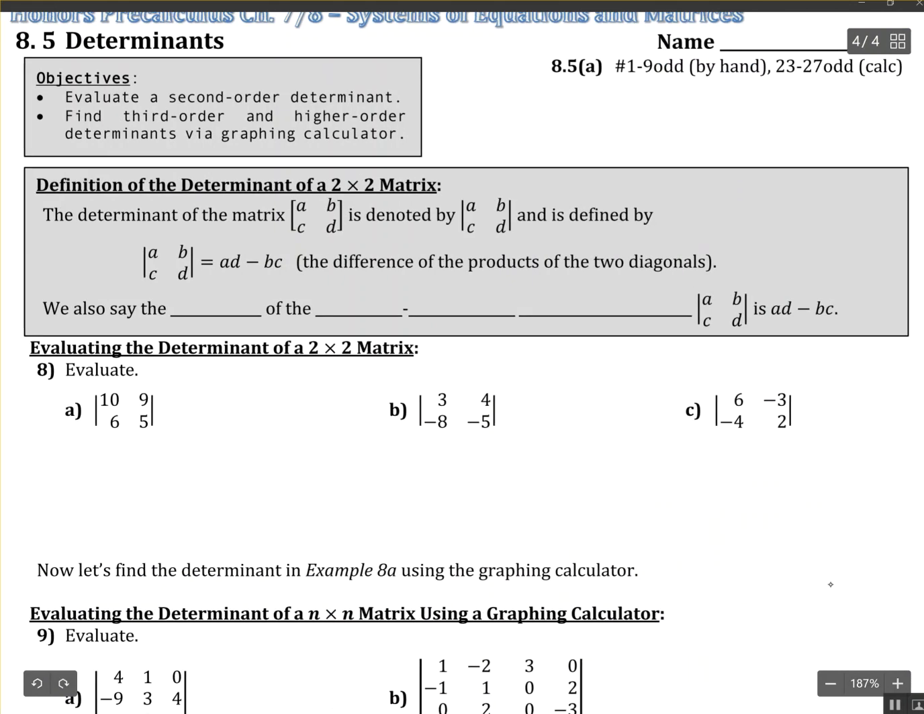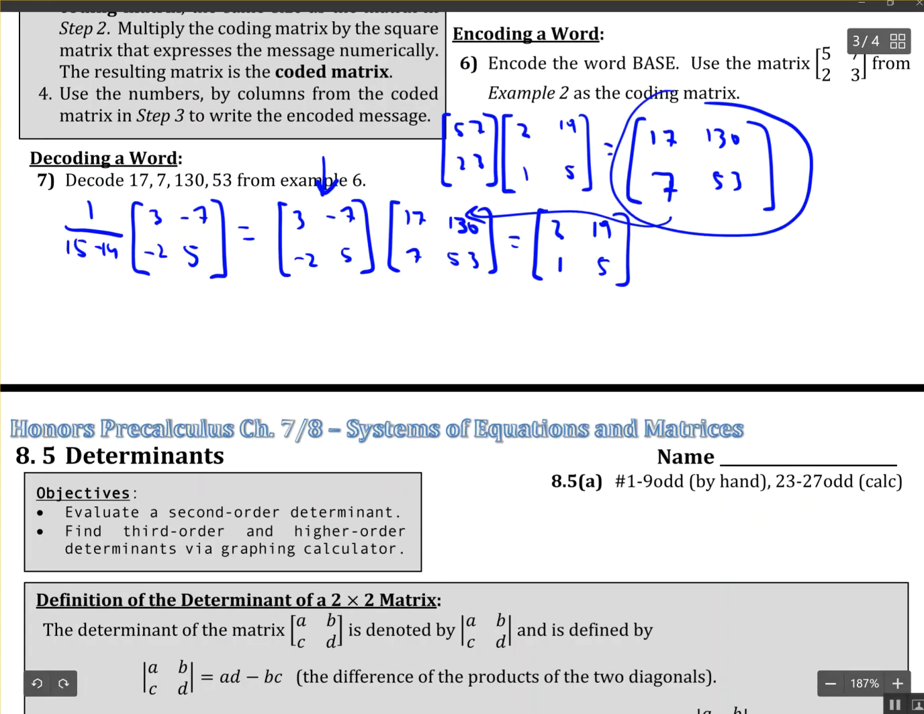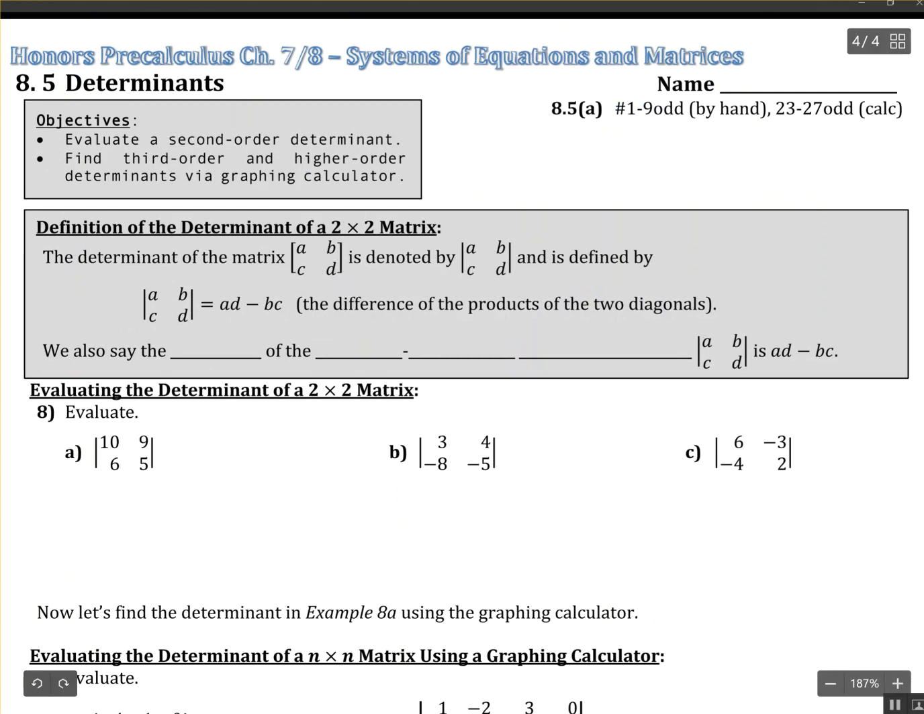All right, 8.5, determinants. These bars represent the determinant of a matrix. For a 2x2 matrix, it's very easy. Do you remember in 8.4 how we multiply by 1 over AD minus BC? This denominator is actually the determinant. So the determinant is just AD minus BC. In this one, it's 10 times 5 is 50, minus 9 times 6, which is 54, so I get negative 4.